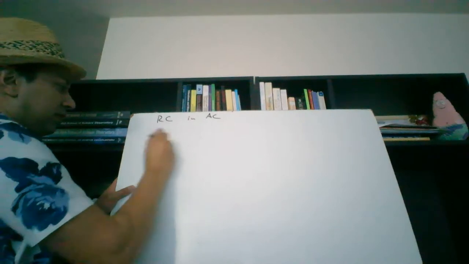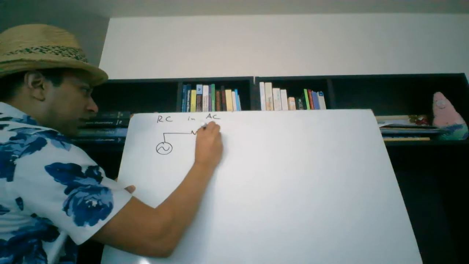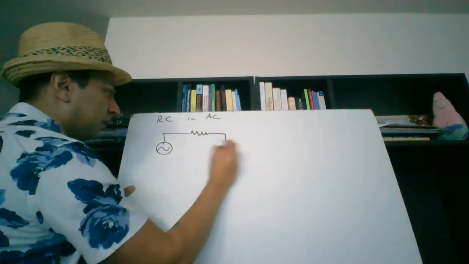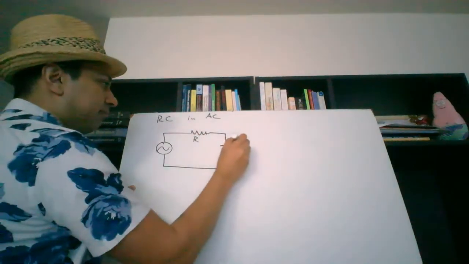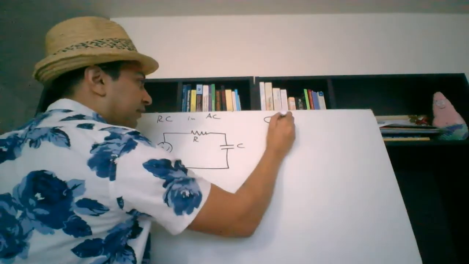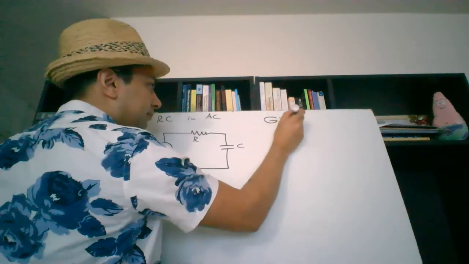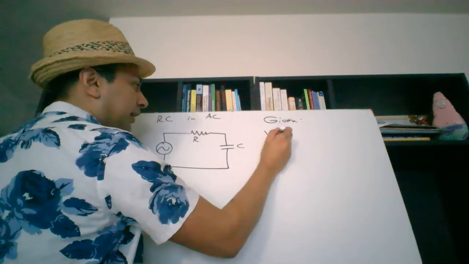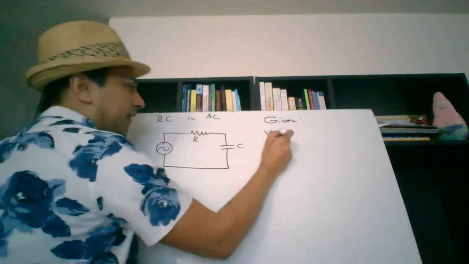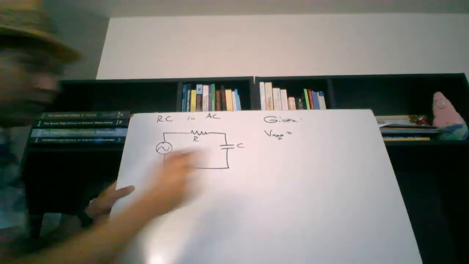This, we have our resistor, we have our capacitor, RC. And this is what we're given. Oops, that's given. Given the voltage applied by this thing at its peak is going to equal 230 volts.